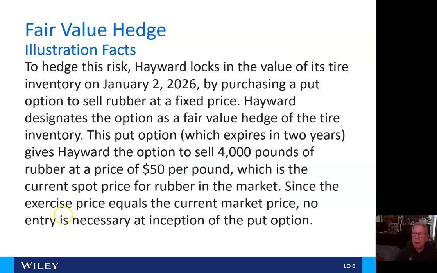Okay, so to illustrate that, to hedge this risk, Hayward locks in the value of its tire inventory on January 2nd, 2026 by purchasing what we call a put option to sell rubber at a fixed price. Hayward designates the option as a fair value hedge of the tire inventory. This put option, which expires in 2 years, gives Hayward the option to sell 4,000 pounds of rubber at a price of $50 per pound, which is the current spot price for rubber in the market. Since the exercise price equals the current market price, no entry is necessary at the inception of the put option.